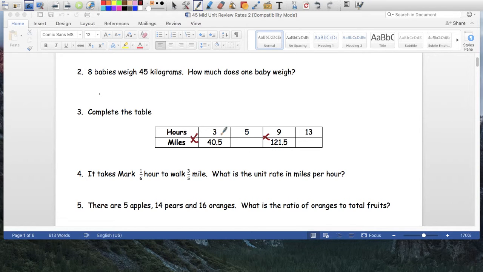So we can dividimos 40.5 divided by 3, and it's 13.5. Y me sale 13.5 multiplicado por 13 times 5. And everything, todo va a ser 13.5. 13.5 times 5 equals 67.5.